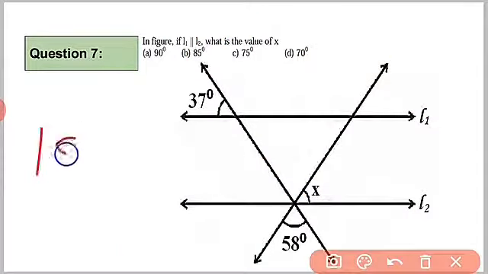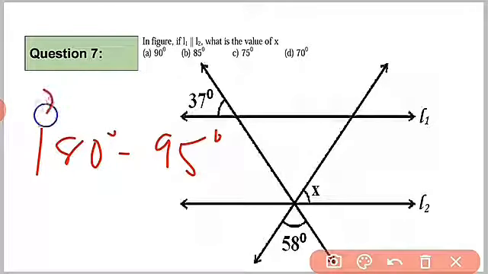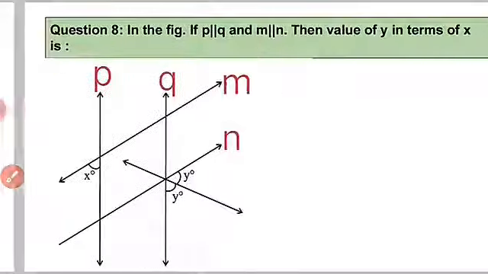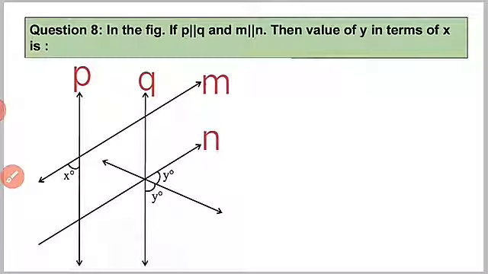So what will be 180 degrees minus 95? x will be equal to 180 degrees minus 95, that will be equal to 85 degrees. So what is the answer for this question? That is option B. Let's take question number 8.